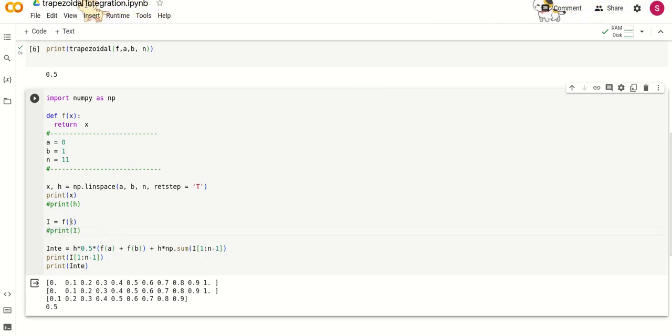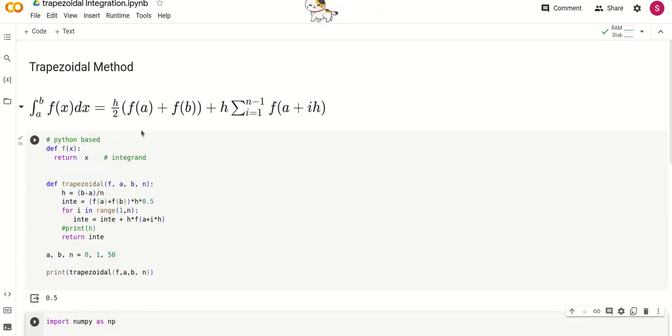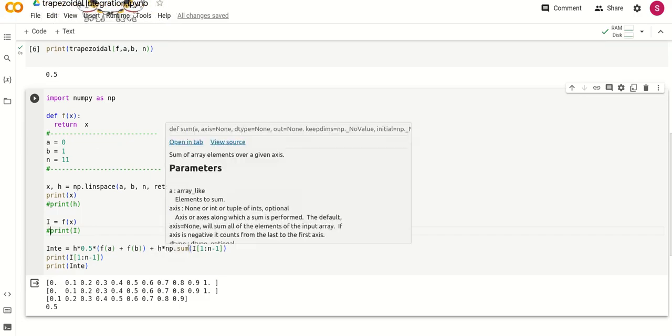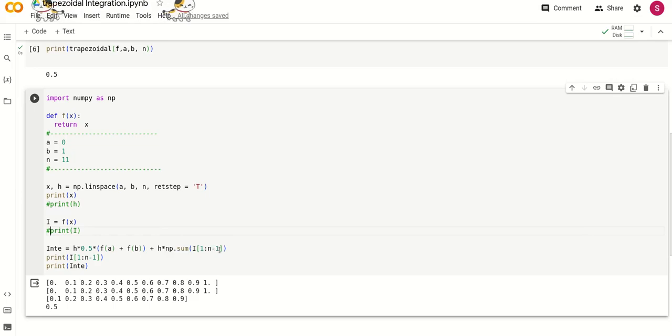I is an array containing the value of this function computed at different values of x. Now it is very simple: h multiplied by 0.5 because h by 2, fa and fb the first value and the last value, it is directly called, and plus h star np dot sum, it will sum from I 1 to n minus 1 because the last point is excluded.